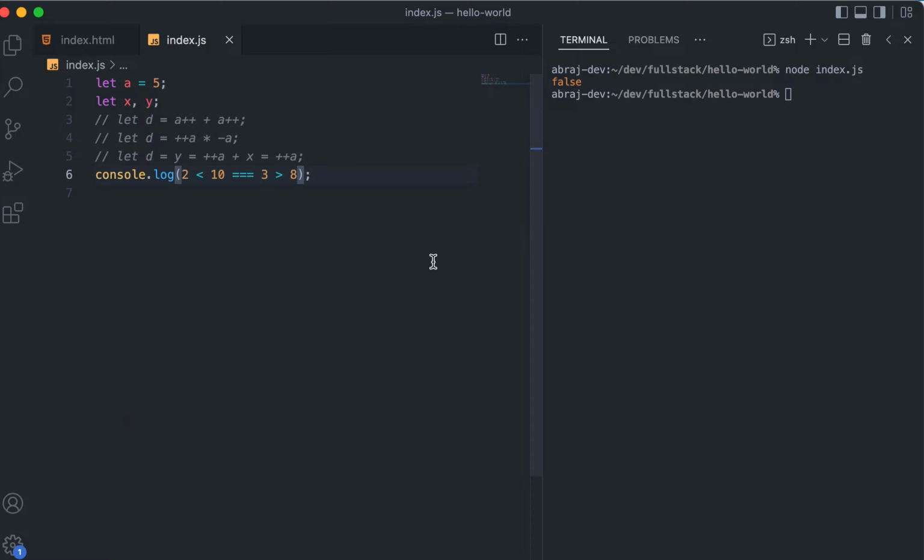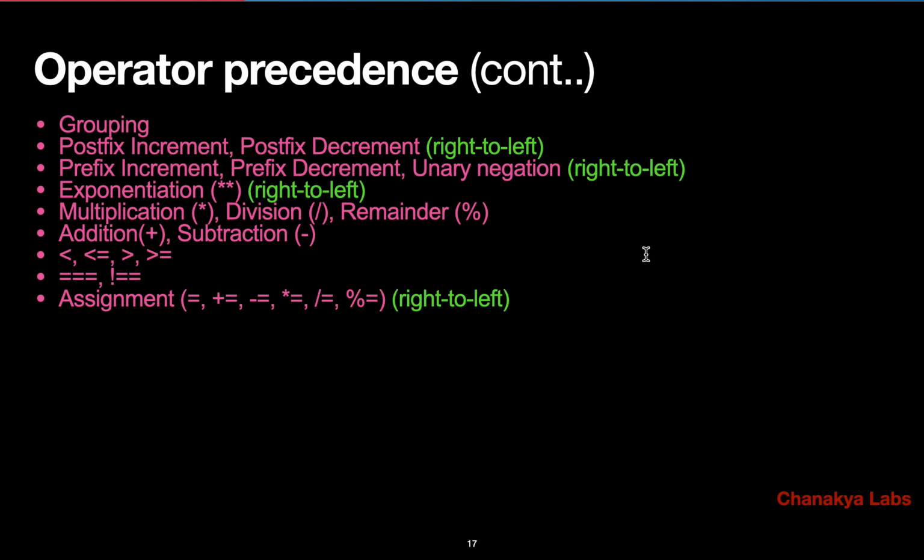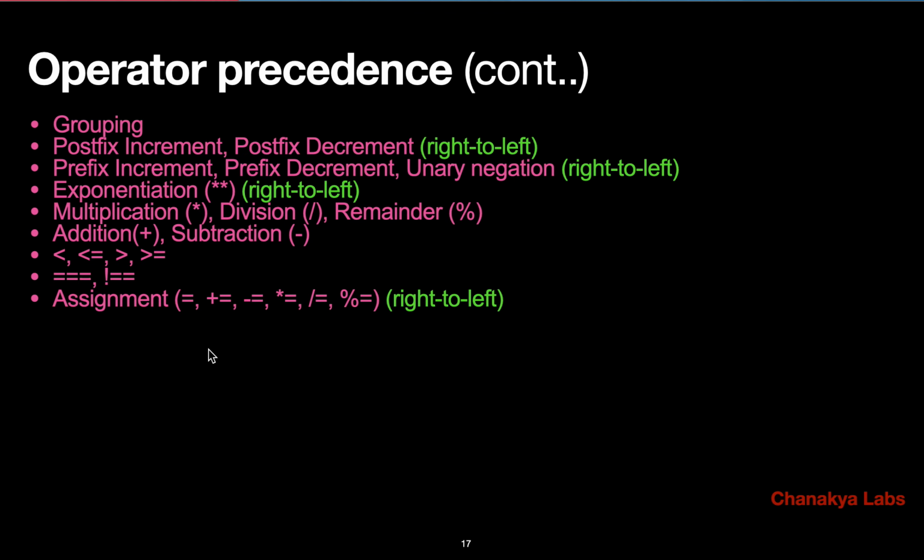But if I give here, let's say, both sides true, so let's say I give 13. So 13 is greater than 8, that is true, and 2 is less than 10, that is also true, and true is equal to true, yeah, that is true, and that's why the answer will be true. Okay, so now you understood how the precedence of operators is used.